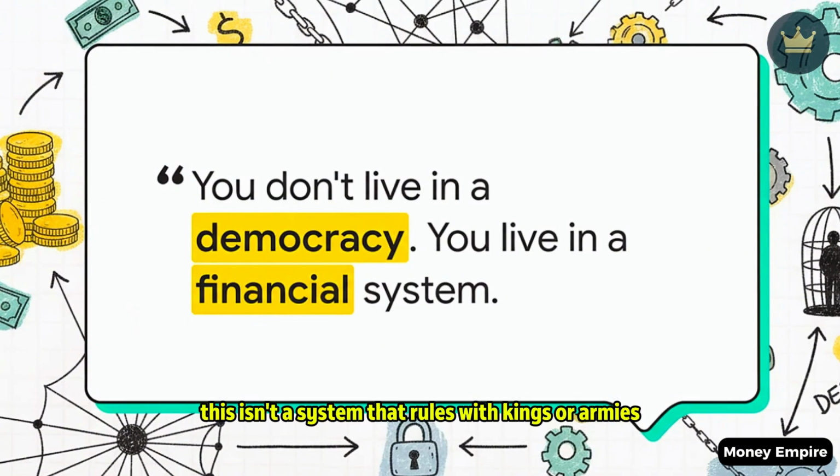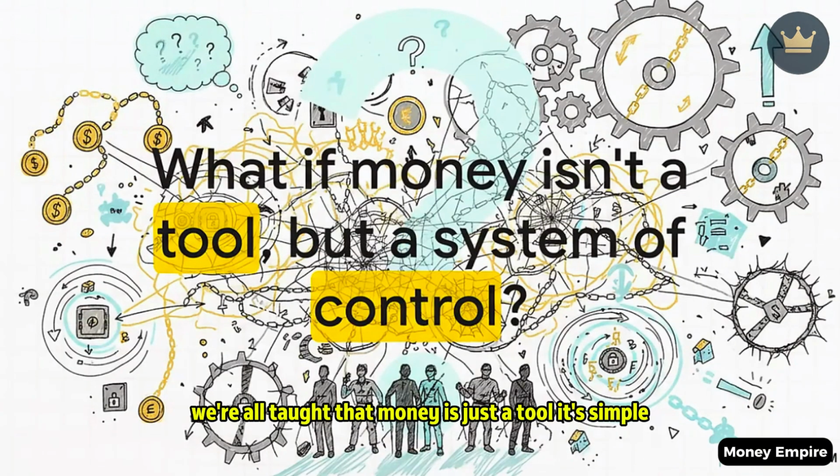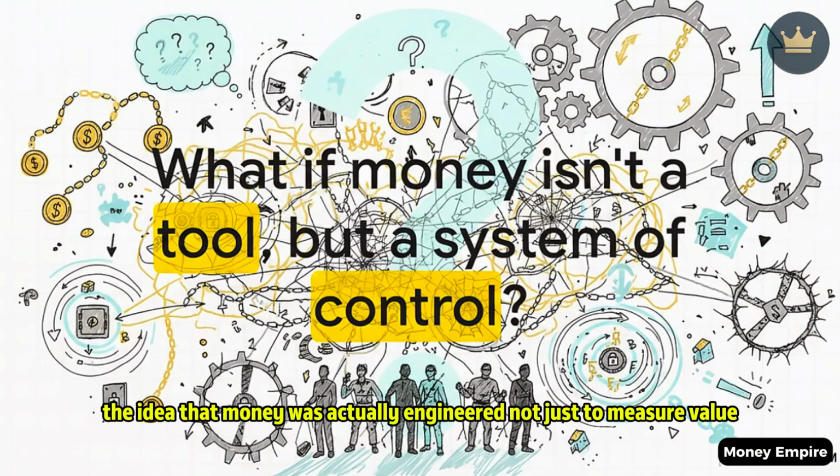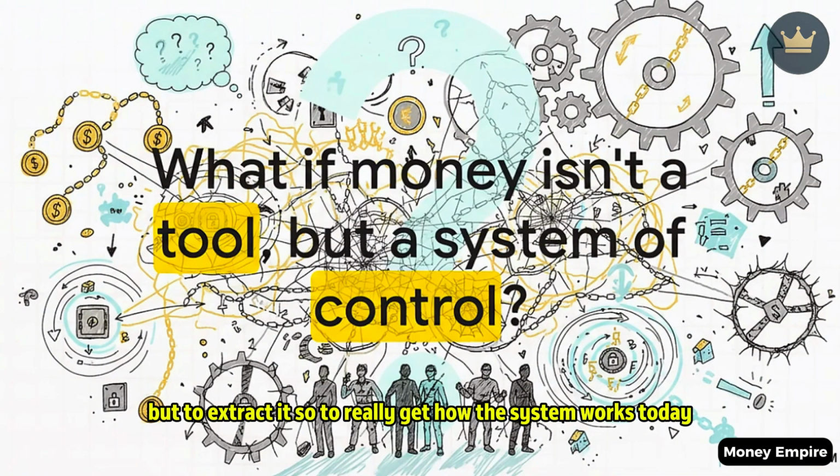See, this isn't a system that rules with kings or armies. Its power comes from contracts, from credit, and, well, from our own quiet participation. You know, we're all taught that money is just a tool. It's simple, it's neutral, it's just for trading stuff. But what if that's not the whole story? In this explainer, we're going to trace the history of an idea. The idea that money was actually engineered not just to measure value, but to extract it.